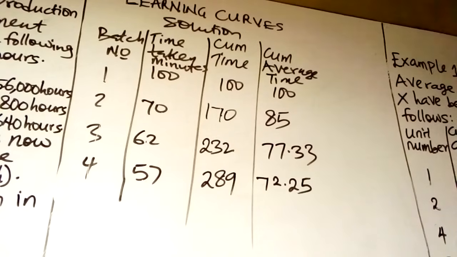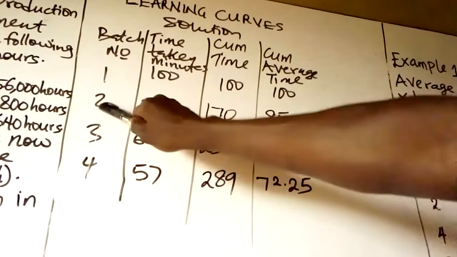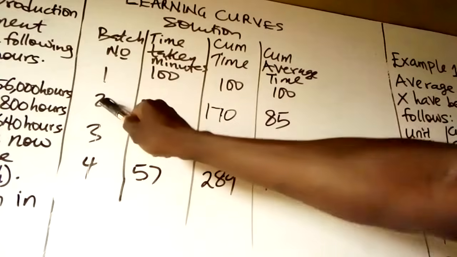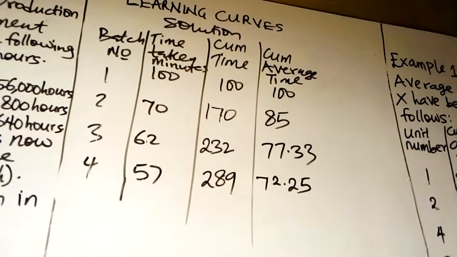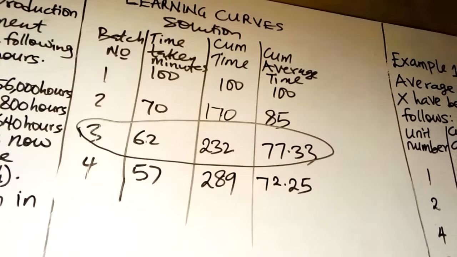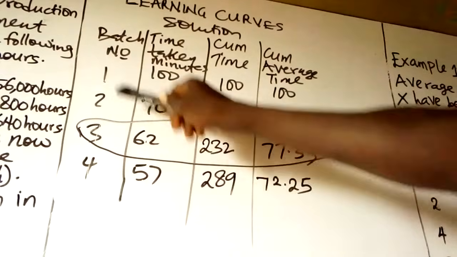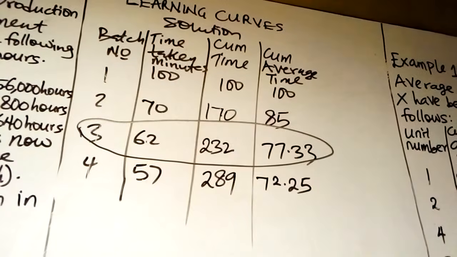Now, remember, learning curve theory operates on the system of continuous doubling. If you double 1 times 2, that will be 2. That means this can be obtained by doubling. 2 times 2 will be 4. But 3 cannot be obtained by doubling. You have to strike out the column that cannot be obtained by doubling. So now you'll be left with 1 times 2, that is 2, and 2 times 2, that will be 4.